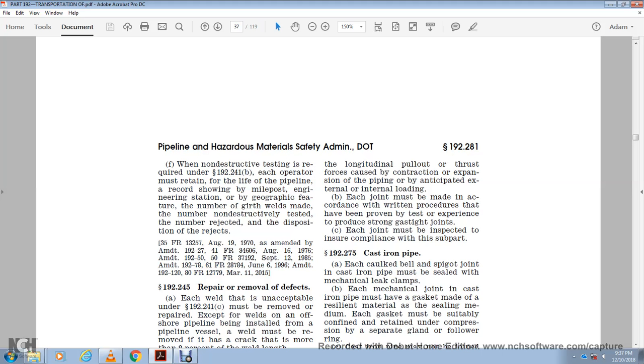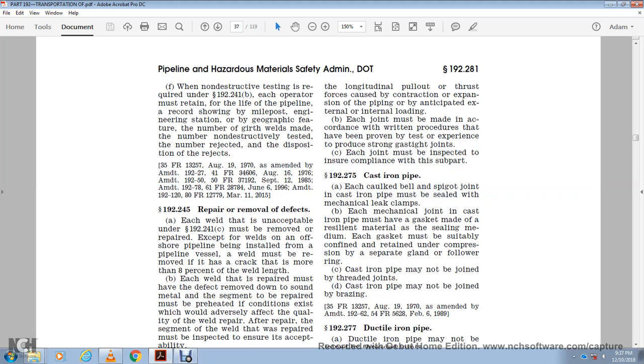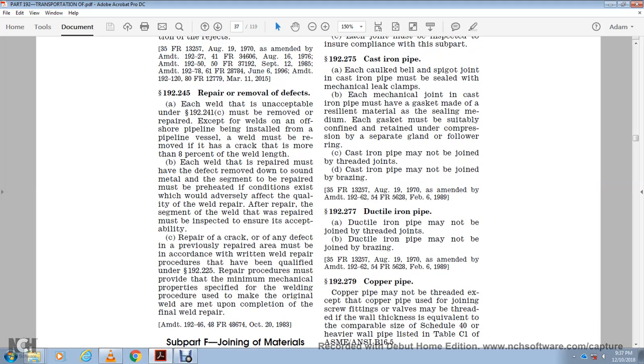In 192.275, cast iron pipe: each caulked bell and spigot joint in cast iron pipe must be sealed with mechanical leak clamps. Each mechanical joint in cast iron pipe must have a gasket made of a resilient material as the sealing medium. Each gasket must be sealed by confinement and retained under the pressure and compression of the separate gland or follower ring. Cast iron pipe may not be joined with threaded joints. Cast iron pipe may not be joined by brazing.